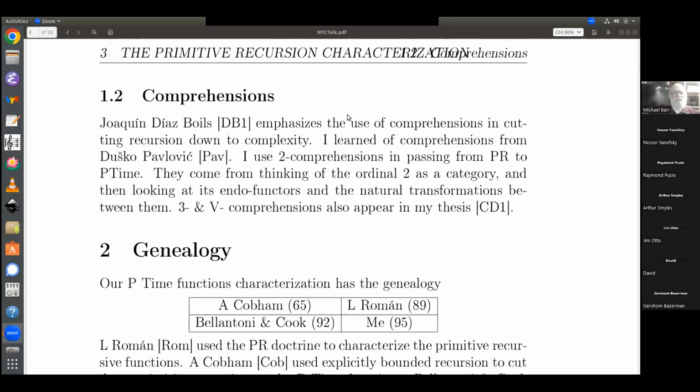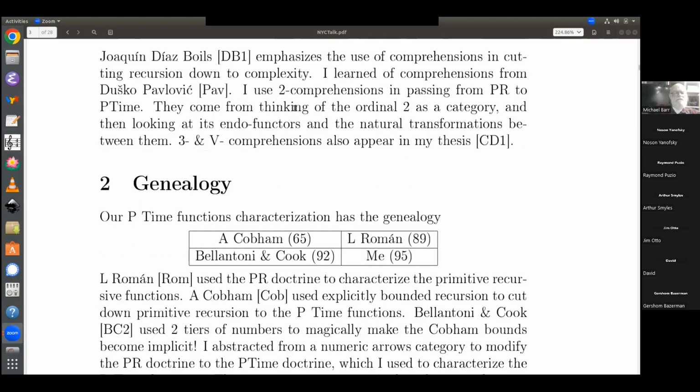Now for the keyword comprehensions. Joachim Lambek has looked at my thesis and emphasized how important the idea of comprehension is used in cutting down recursion to complexity. And I should mention that I learned of comprehensions from Duško Pavlović when I was at McGill. And when you write down the functors and natural transformations for a 2 comprehension, it looks like kind of a mess, but actually the whole thing comes out of looking at the ordinal 2 as a category, and then looking at the endofunctors and natural transformations between those on the ordinal 2.